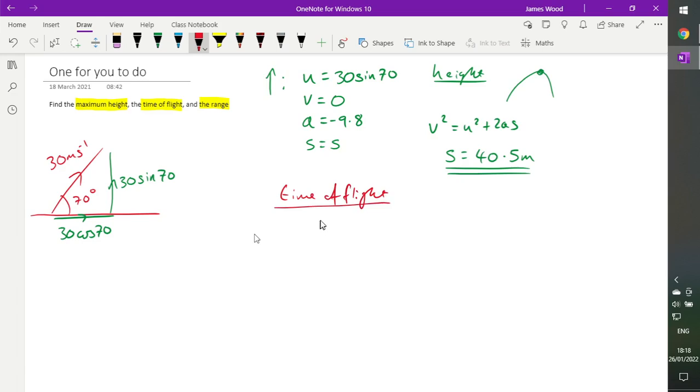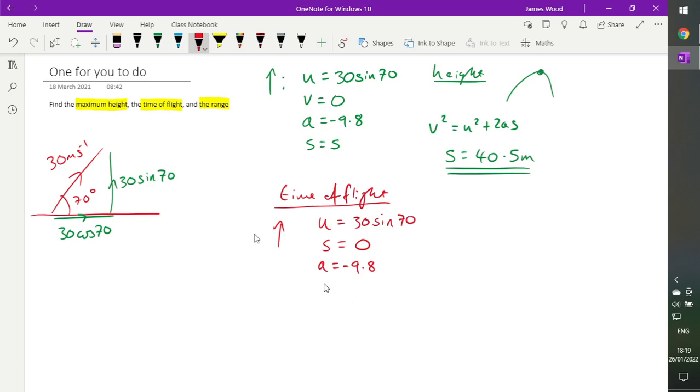So for the time of flight, we can still think vertically. We can do U equals 30 sine 70. I think I'm going to do it using the fact that displacement equals 0 this time. So again, like we talked about, you could find how long does it take to get to the top and then double it because it's symmetrical. But I do prefer to use the fact that displacement equals 0 at the bottom, just because it's a bit more robust when we come on to paths that aren't exactly symmetrical.